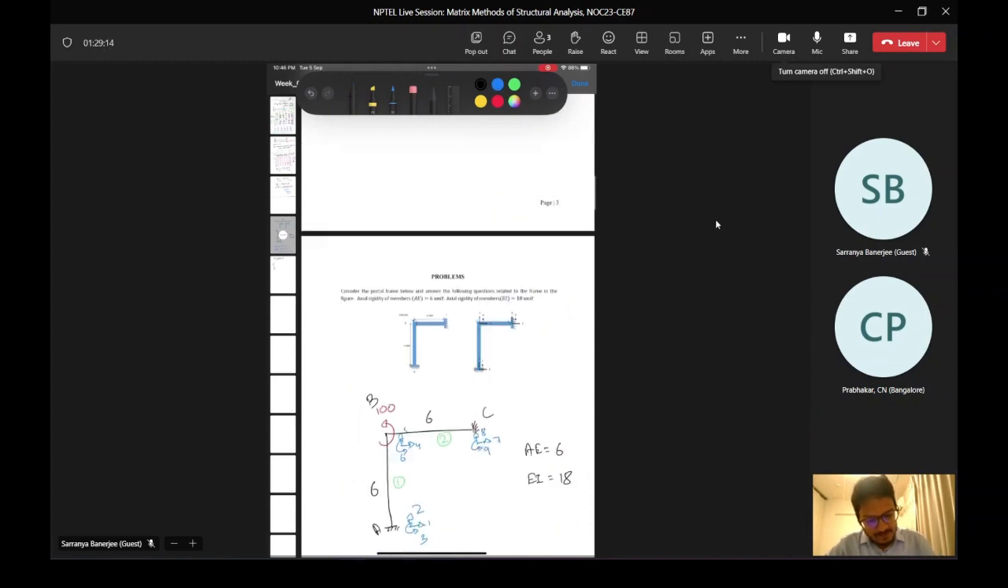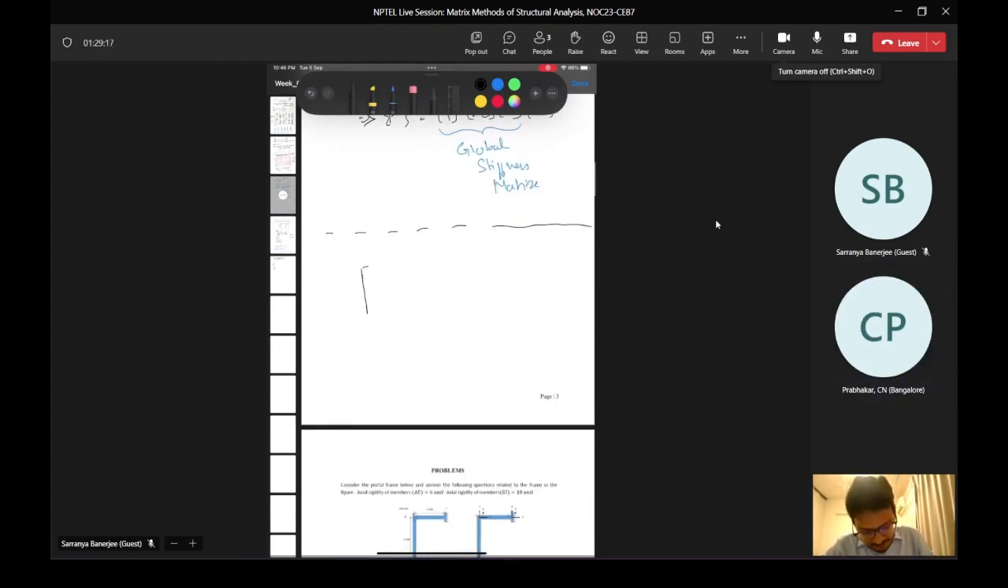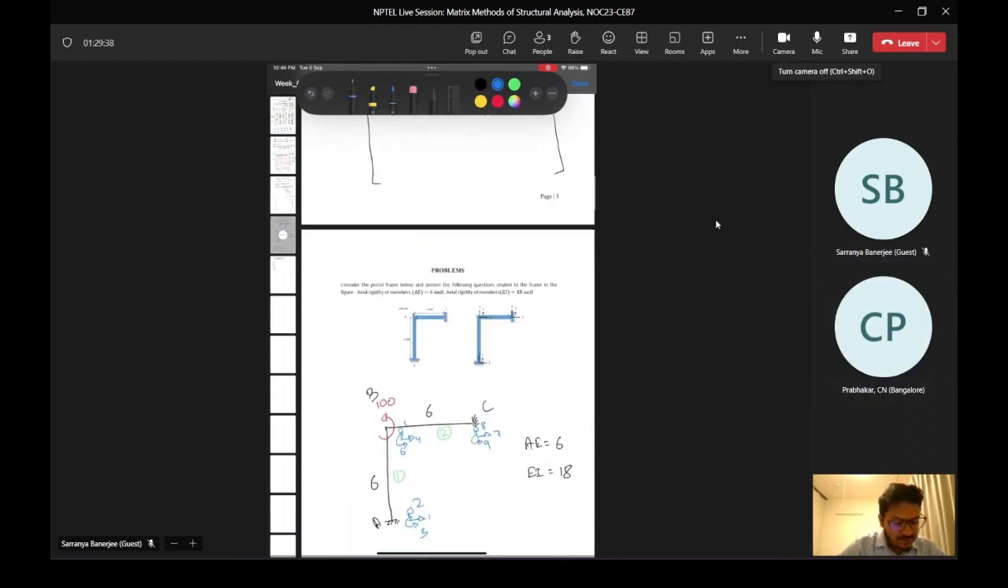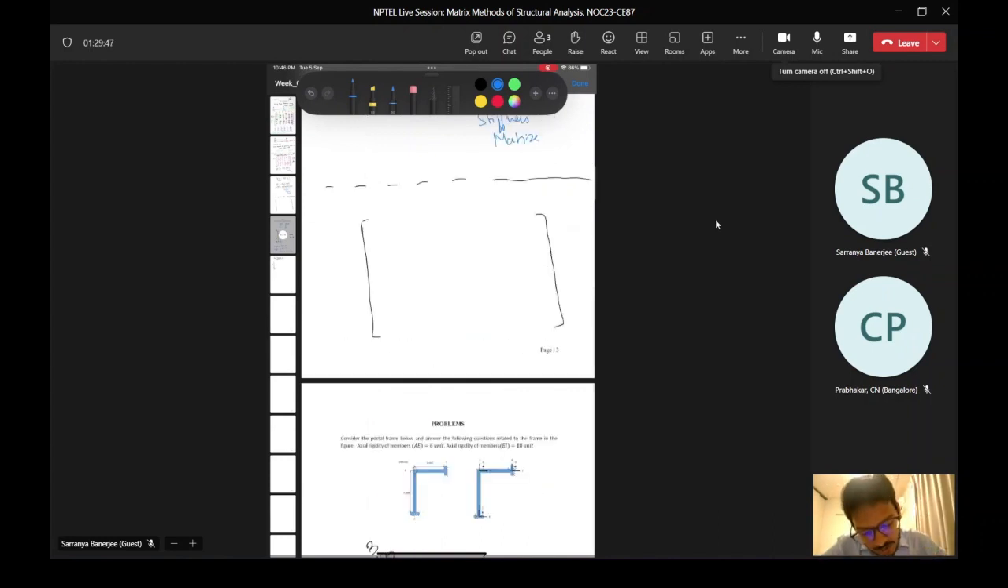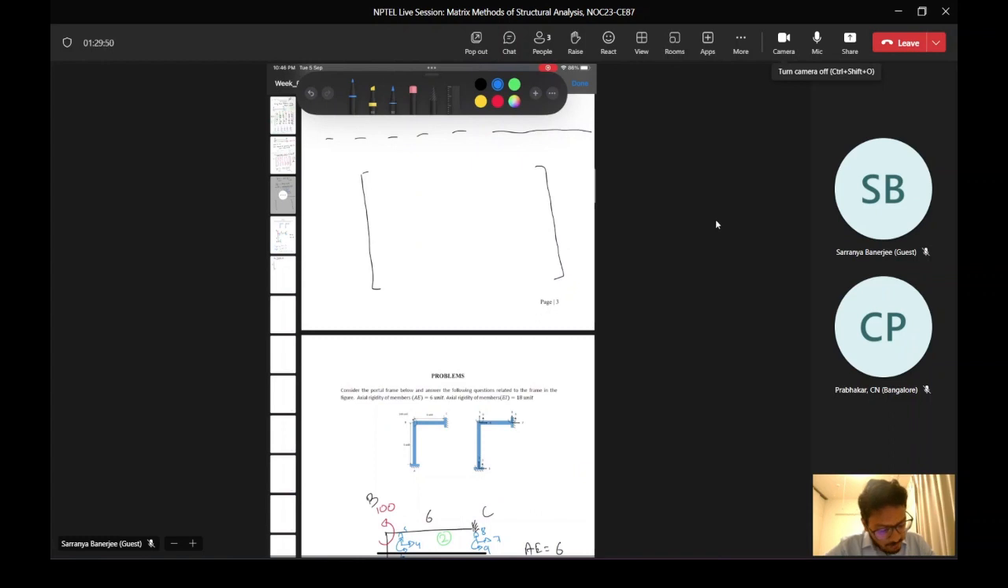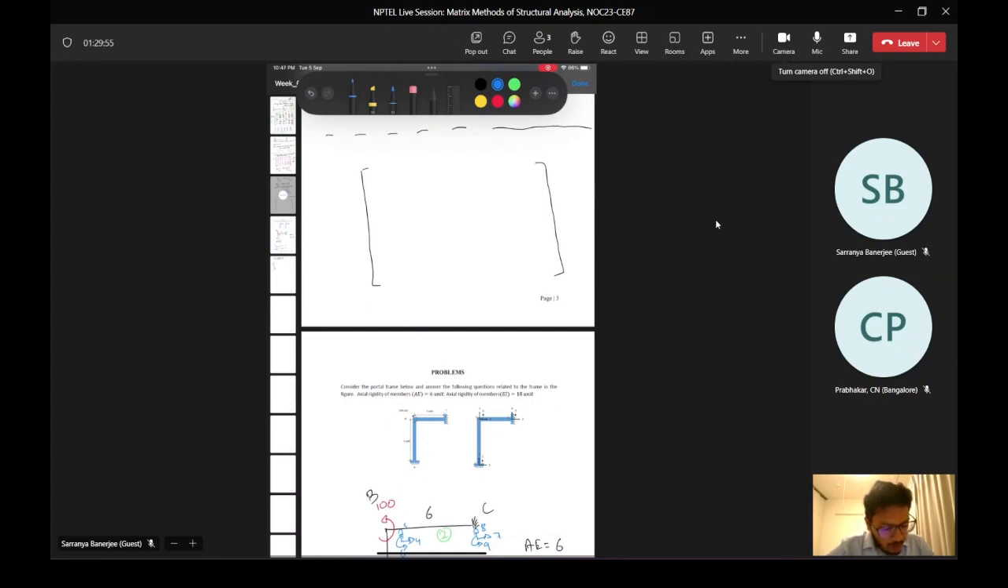There is one very nice advantage of this. We can write the degrees of freedom in ascending order, while writing the numbers 1, 2, 3, 4, 5, 6. The advantage is that everything is in order, so you don't need to bother about the degree of freedom numbers. More importantly, since this is a frame member, you have 3 degrees of freedom in common, and they are all in sequence.